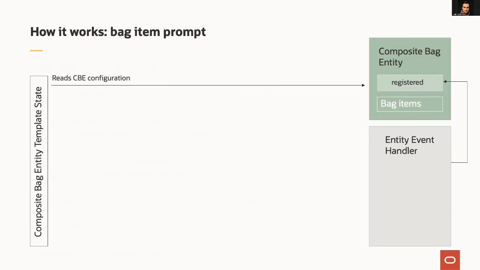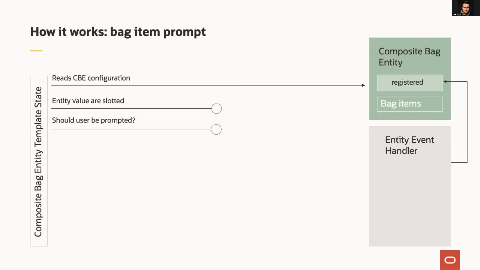The first thing is that when a state is visited, and this component is a composite bag entity resolving state, then it will read the composite bag entity configuration, and with it the registered entity event handler. Then entity values are slotted. The next thing is it asks, should the user be prompted? Everyone working with composite bag entities knows there's this property, prompt for value, that you can set to true or false, and based on the setting, it's hidden or shown.